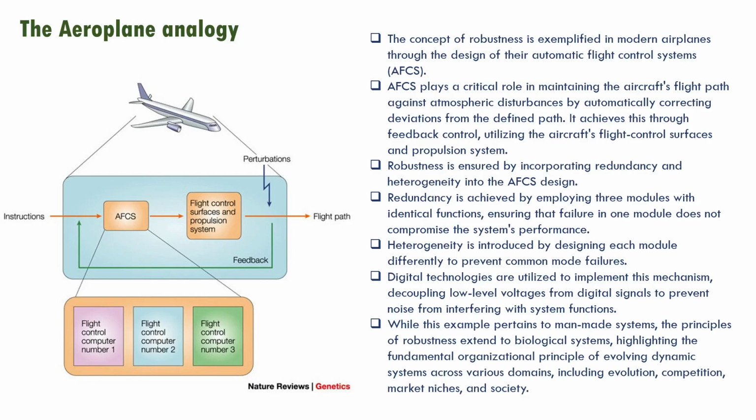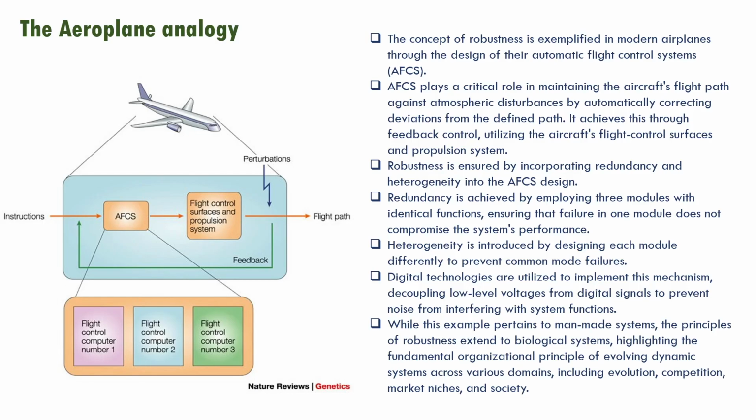And this robustness is ensured by incorporating redundancy and heterogeneity in the autopilot design. The redundancy is achieved by employing three modules of identical functions, ensuring that failure in one module does not compromise the system's performance. Similarly, we see this in biology. Heterogeneity is introduced by designing each module differently to prevent common module failures. So modules are different. This is analogous to the concept of modularity in biological systems.